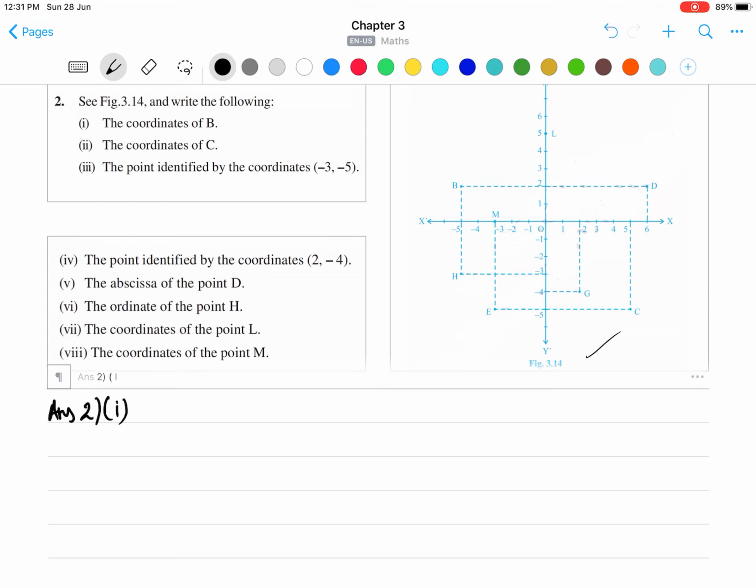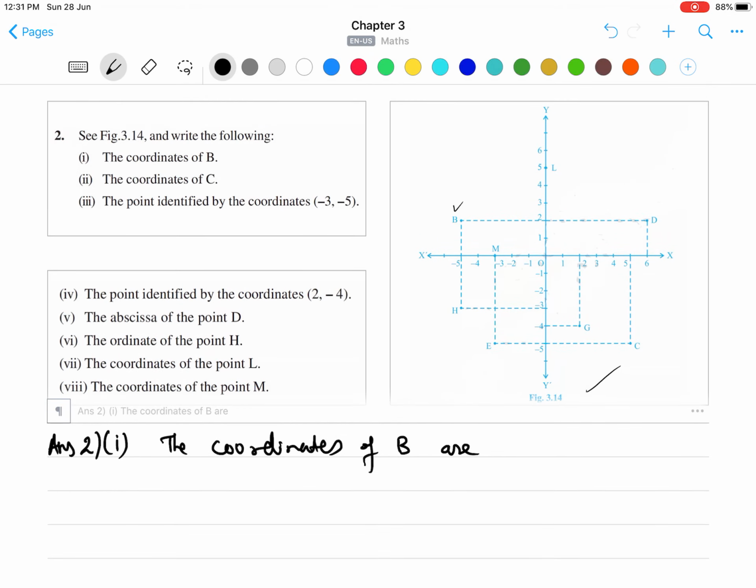Question answer number 2, part 1. You are asked to write the coordinates of B. You'll write the coordinates of B are. So first locate the point B. The point B is here. Its coordinate will be, for x-axis it is in the negative direction at 5 places. So write its x coordinate is -5. As I said, always we have to write the x coordinate first. Okay, and on the y direction it is in positive direction 2 places. Okay, so write it -5 and 2.